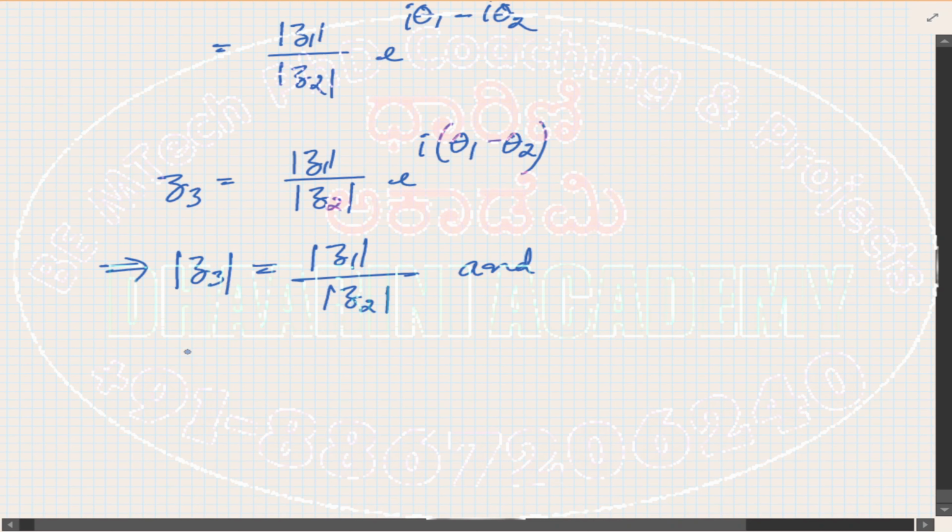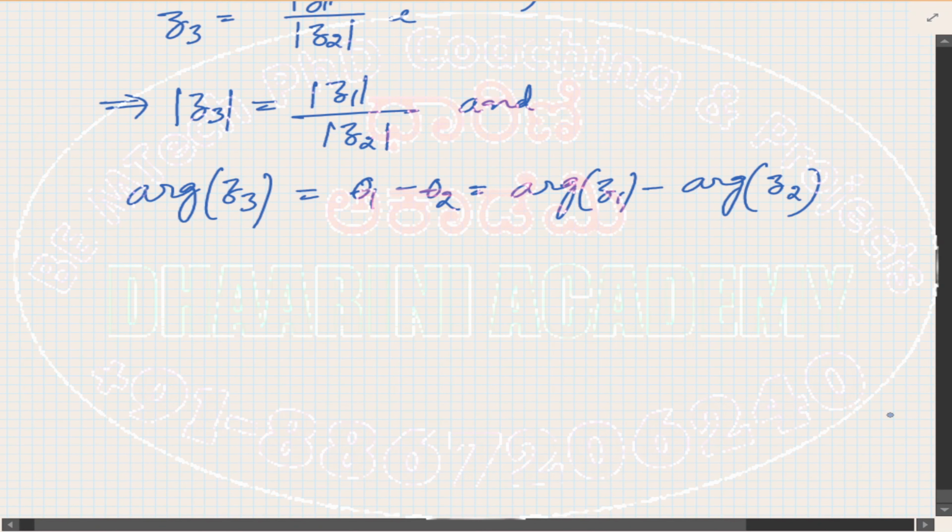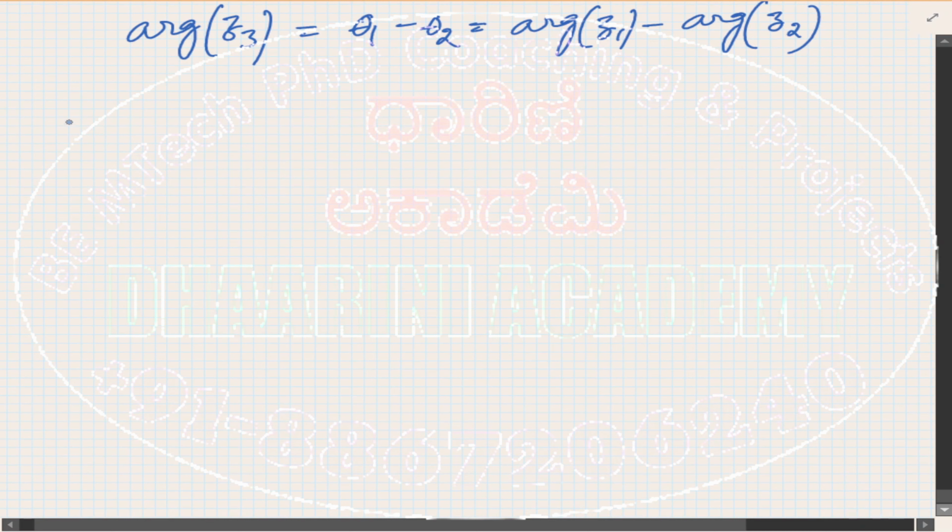And the argument. So this is arg of z3 is always equal to theta 1 minus theta 2. So theta 1 minus theta 2 corresponds to argument of z1 minus argument of z2. Okay, then we have the third application of this particular form, which is taking a log.